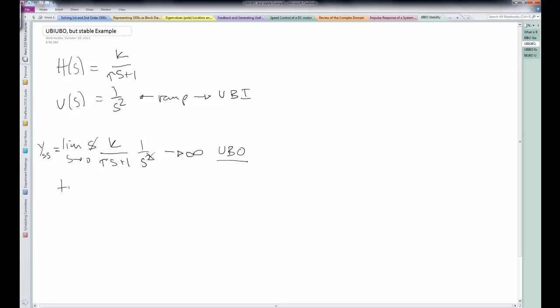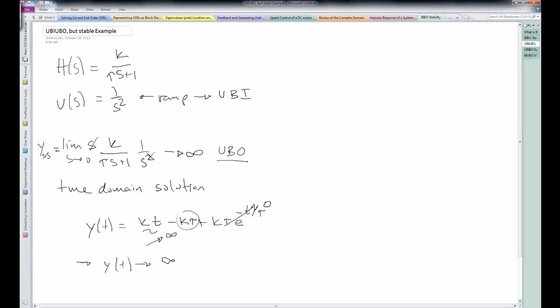So it turns out we can look at the time domain solution using MATLAB and the dsolve command, and we end up with y(t) equals K times t minus K tau plus K tau e to the minus t over tau. Well, if we look at the limit on this as t goes to infinity, we see that this term goes to 0, this is just a constant, and this term actually goes off to infinity. So in fact, y(t) goes to infinity as t goes to infinity, and we verify that we have unbounded output.